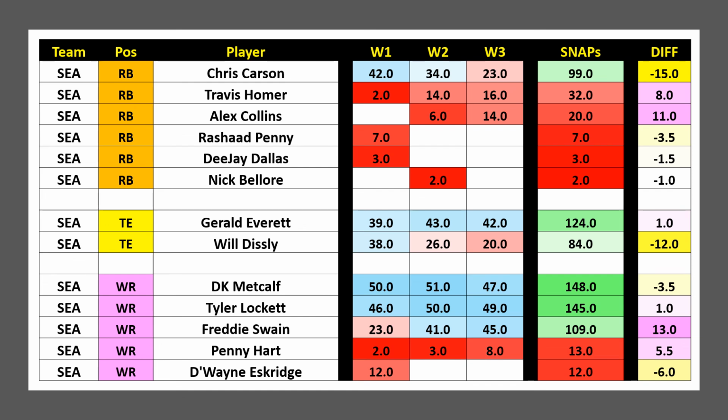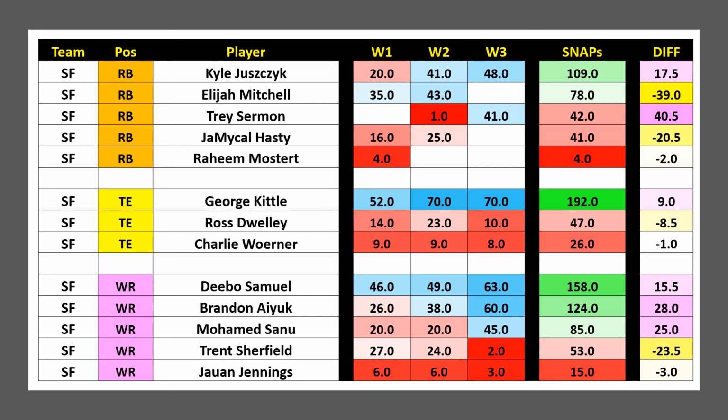Folks, you talk about bad news for Carson. Look at this. Not good. I guess Homer's the handcuff. I don't know. I'm not happy. Everett, maybe he's a streamer. Metcalf, Lockett, and Freddie Swain. Don't forget Swain. He may not be catching touchdowns. He's the clear injury person, so he's worth an add in a deep bench.